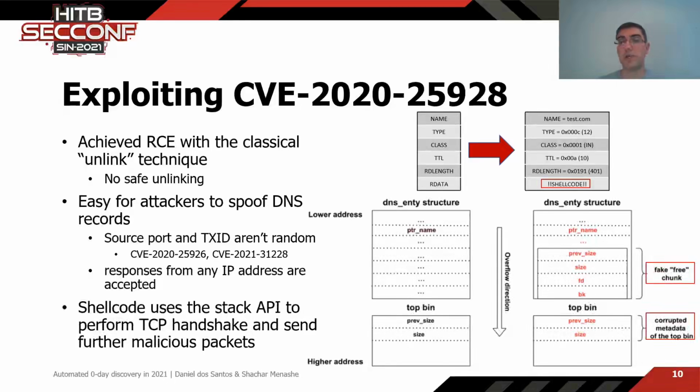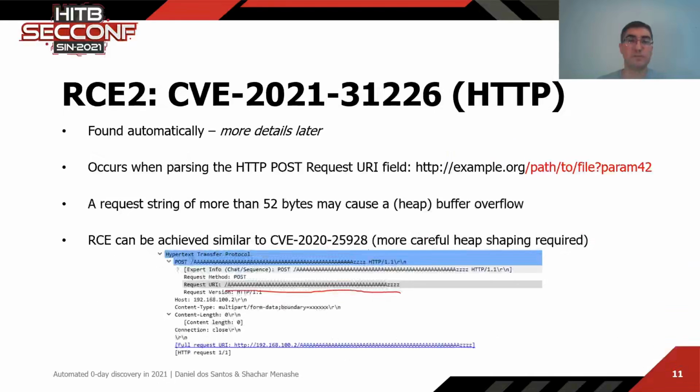So the next RCE is related to HTTP, and this one was found automatically. It occurs when the stack parses the HTTP POST request URI field, which is highlighted in red over there. A request string of more than 52 bytes causes a heap buffer overflow, and then RCE can be achieved similarly to the previous one, but it may require more careful heap shaping. The details on how this one was found will be discussed later on by Shahar in the section on automated vulnerability finding. I just wanted to discuss a bit the attack scenario enabled by this type of vulnerability, right?